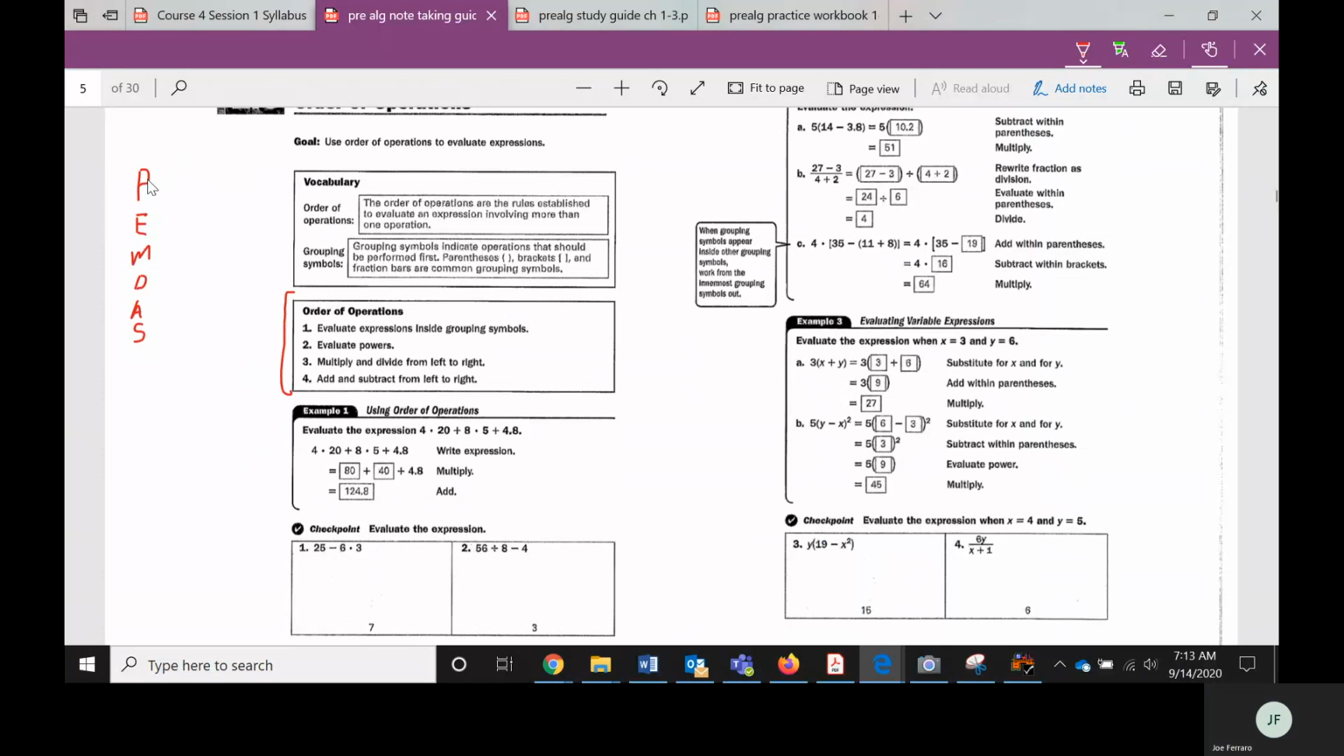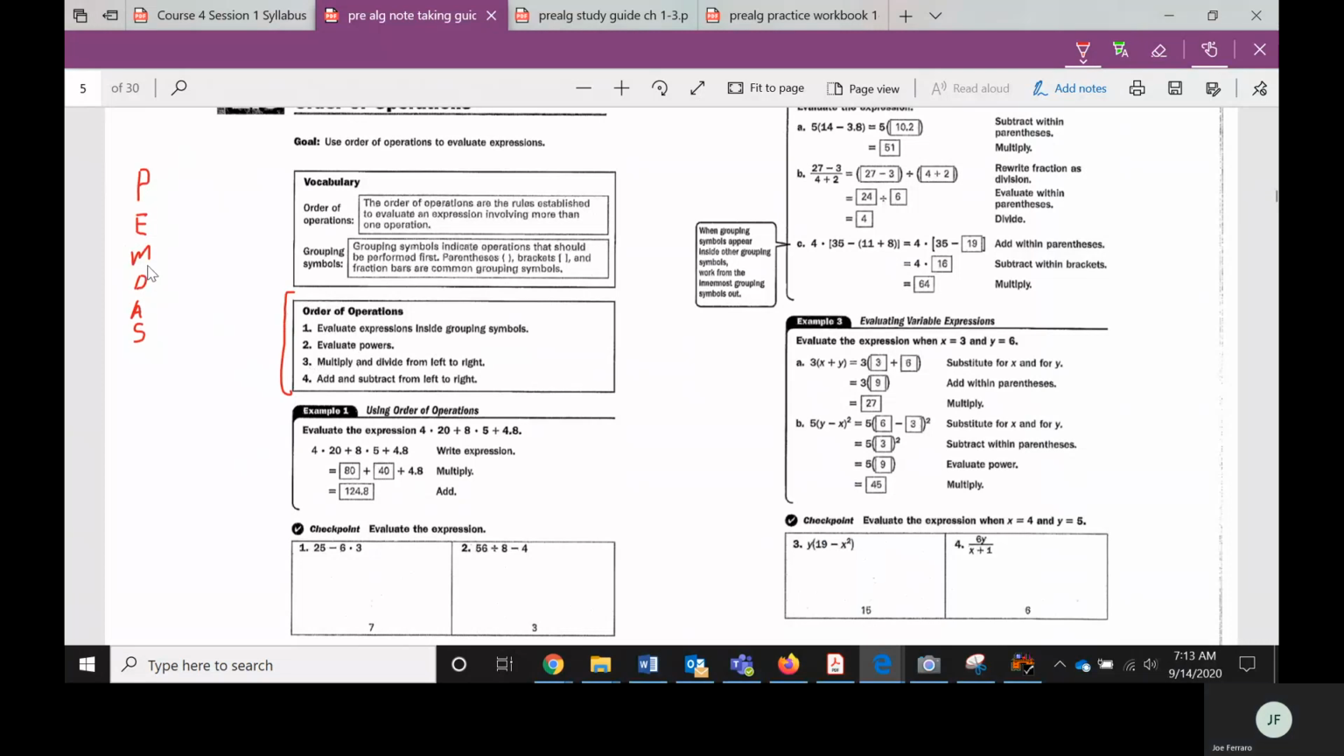First of all, the P stands for parentheses, and more specifically, they write here, evaluate expressions inside grouping symbols. So we could see brackets or parentheses, things like that. In the acronym, the E stands for exponents, or more specifically, evaluate powers. So if you see any exponents in the expression, you need to do those powers.